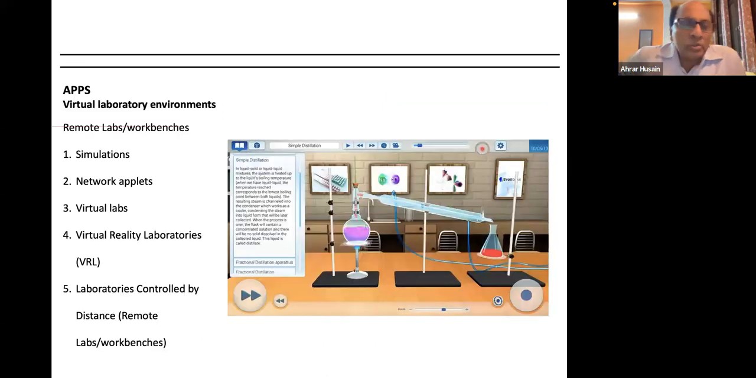You know that for those who are in science faculties or engineering, it has also become much easier with the help of all these emerging technologies. Nowadays we are having simulators, network applets, virtual labs, virtual real laboratories, laboratory control by distance, that is called workbenches and labs.